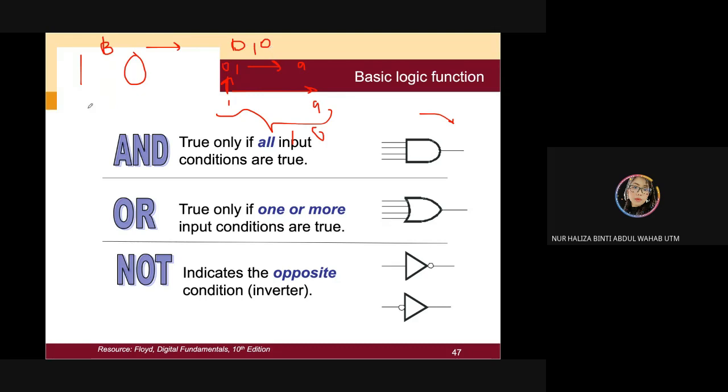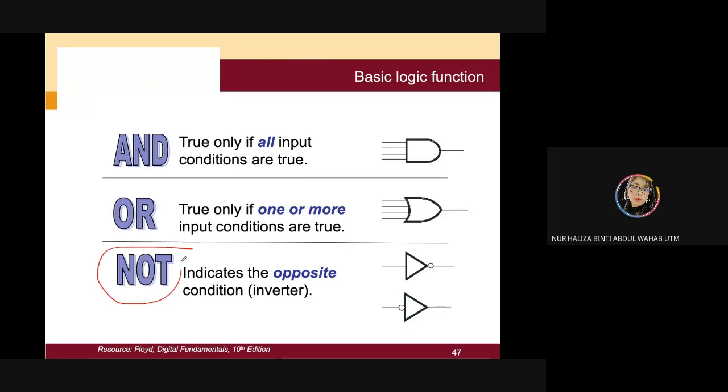And binary is base 2. Why is it base 2? You have only 2 numbers, which are 1 and 0. 0, 1, only 2, so it is base 2. How do you justify this? For NOT, you only have 0 and 1.